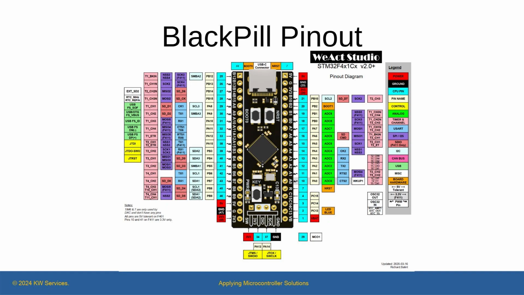Looking at the Black Pill pin layout, we see the UART pins are colored blue. TX1 is at PA9. Note, TX1 is shorthand for UART1 TX, and RX1 is at PA10.